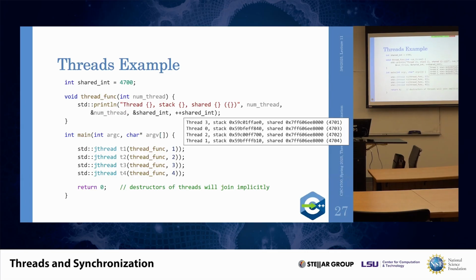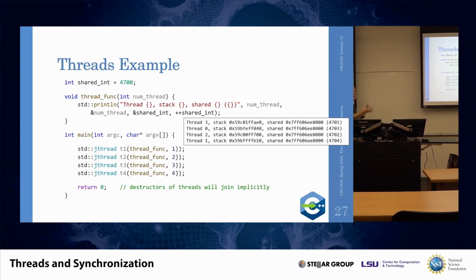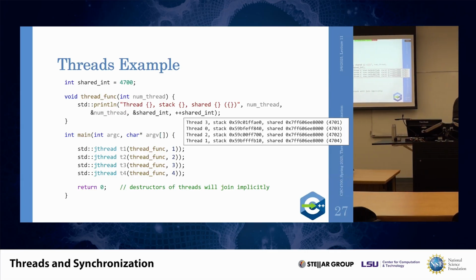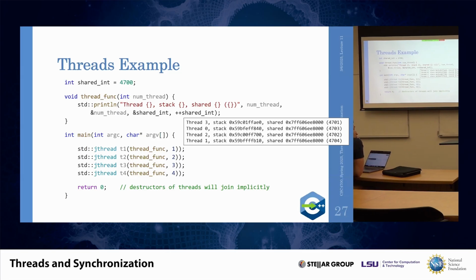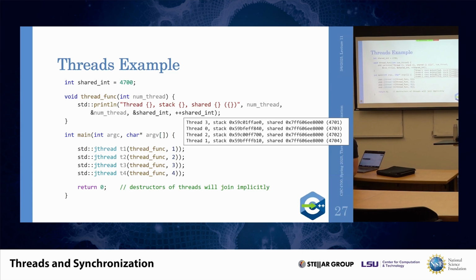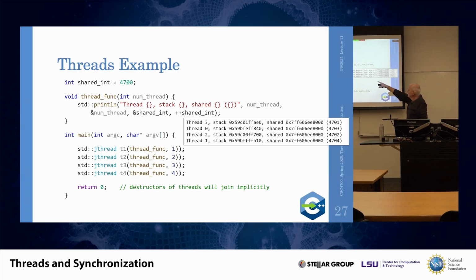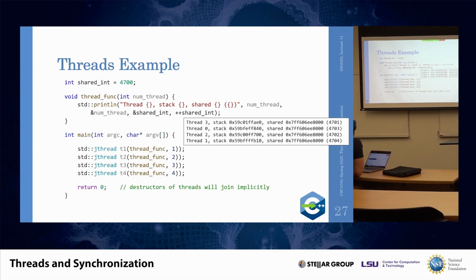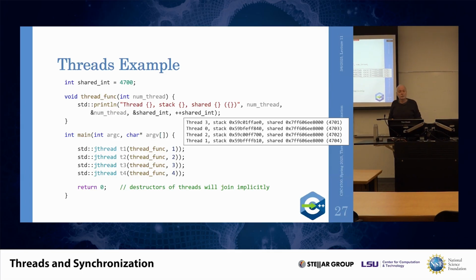Okay, so each of the threads is completely independent of the execution of any other thread. The address of the shared variable is the same, as you can see. So all threads refer to the same variable physically. And since we increment that shared variable, each of the threads will give us a different value printed for that shared value.